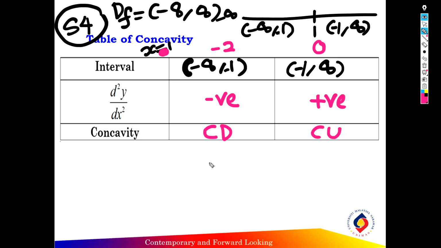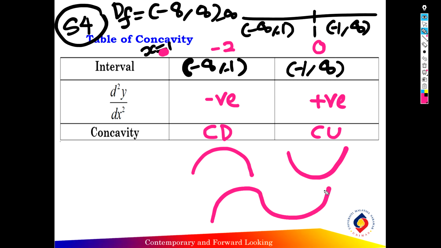So when you draw the graph of the cubic function, from the left the graph is concave downward, and after x equals negative 1, the graph is concave up. So you combine this: from the left concave down, and then concave upward. So the inflection point exists at negative 1.